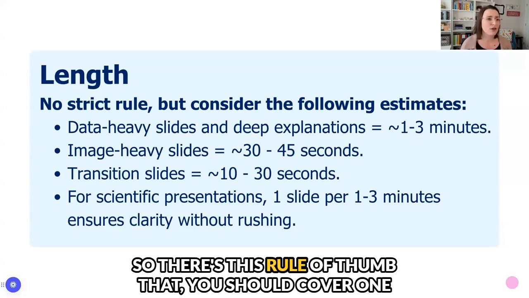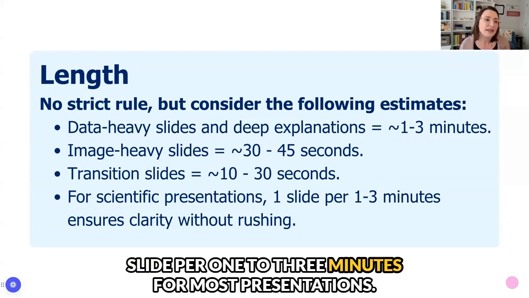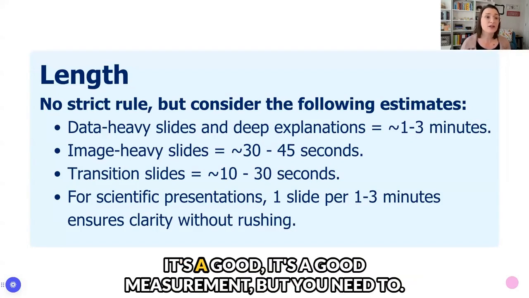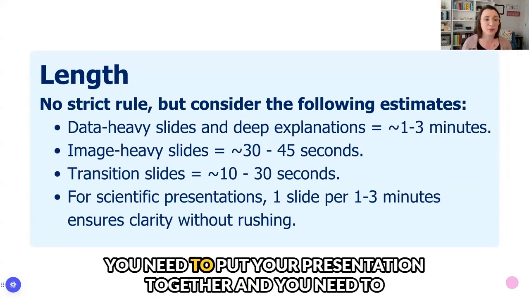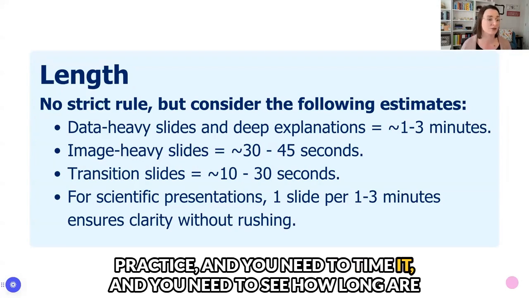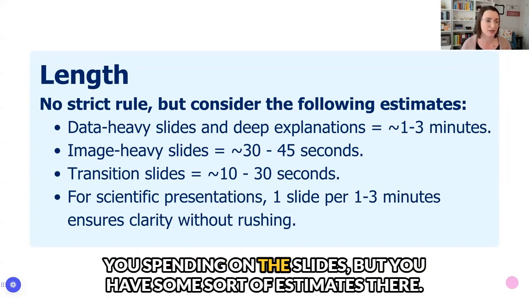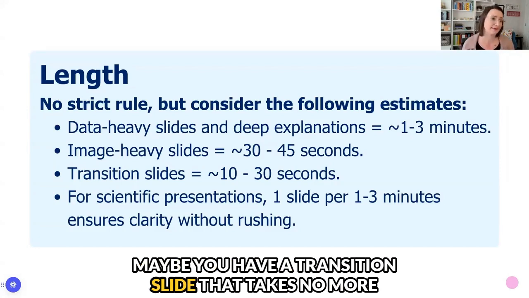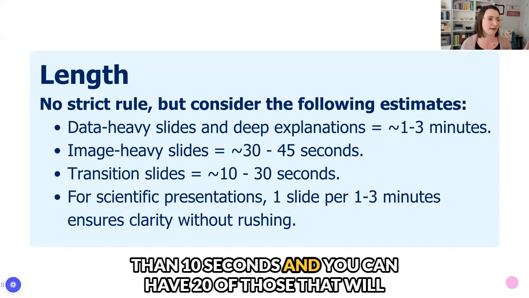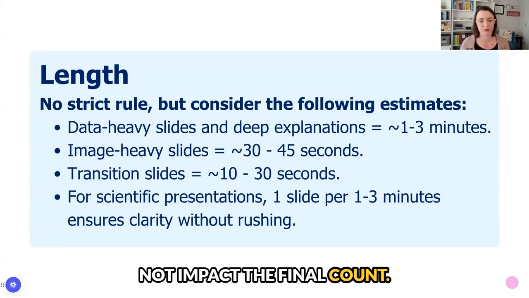So there's this rule of thumb that you should cover one slide per 1 to 3 minutes for most presentations. I just think that's very arbitrary. It's a good measurement, but you need to see it for yourself. You need to put your presentation together, and you need to practice, and you need to time it, and you need to see how long you are spending on the slides. But you have some sort of estimates there. Maybe you have a transition slide that takes no more than 10 seconds, and you can have 20 of those that will not impact the final count.